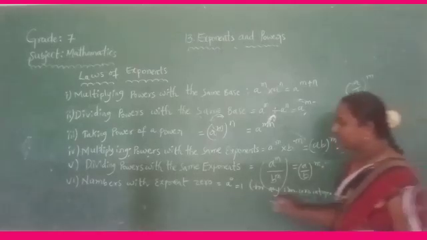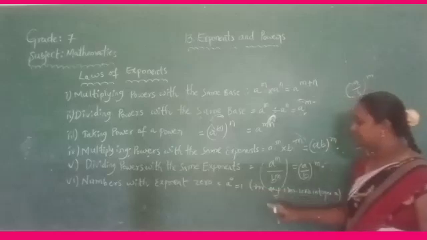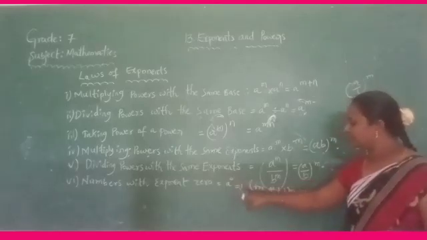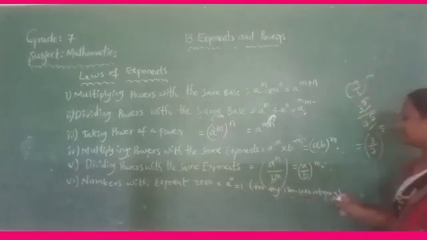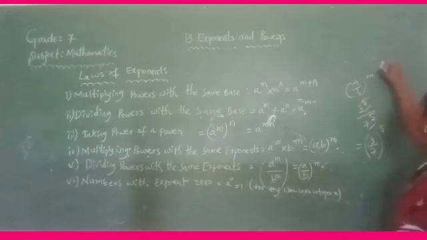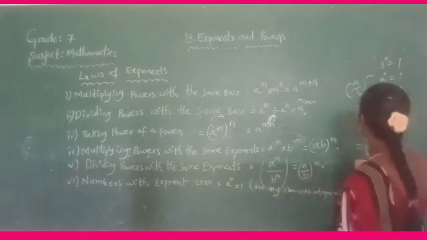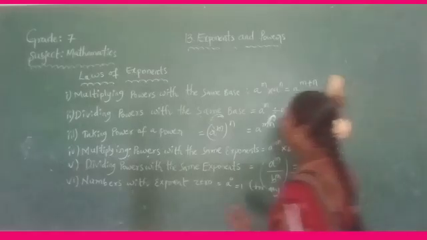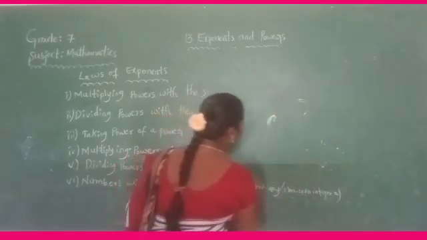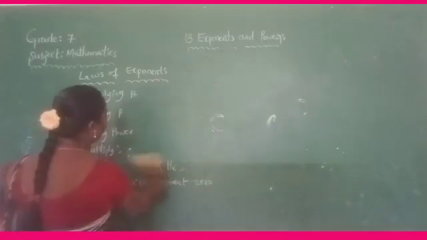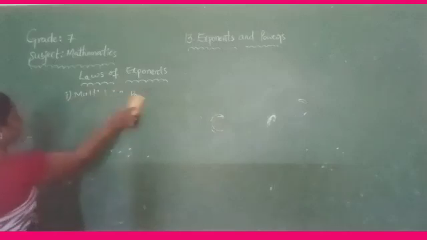And the last one, see, numbers with exponent 0. a to the power of 0 is equal to 1 for any non-zero integer. See, here 3 to the power of 0. So what is the answer? We will get 1 only. So a to the power of 0 is nothing but 1. 7 to the power of 0 is equal to 1 only. So you have to remember all these laws. Based on these laws of exponents, we will solve the exercise problems. Remember all these exponent laws and learn them once again.